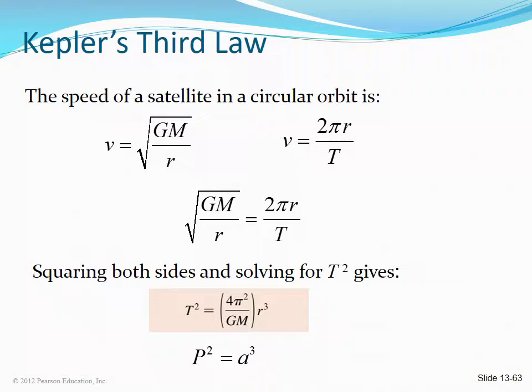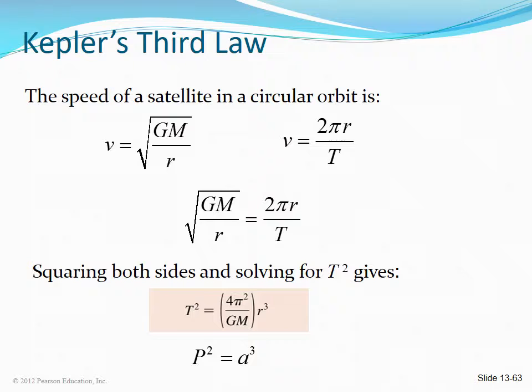According to Kepler's third law, the square of a planet's orbital period is proportional to the cube of the semi-major axis. The speed of a satellite in a circular orbit is the square root of the gravitational constant times the mass of the planet, M, divided by the radius of the orbit. The speed of a satellite in orbit is also the distance traveled, which is 2 pi times the radius, the circumference, divided by the period, capital T.